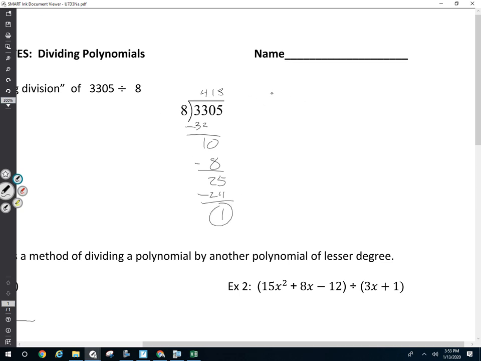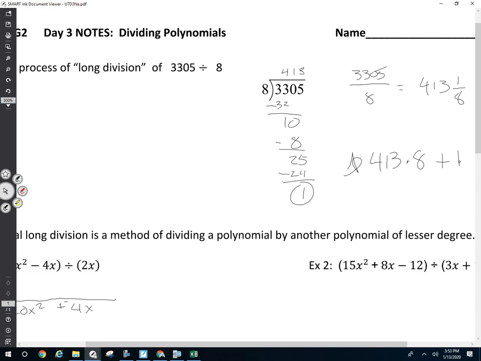I have 3,305 divided by 8 is 413 and 1/8. Or I could say 413 times 8 plus 1 equals 3,305. It's important to understand the remainder can be used in both situations. I'm going to focus on this method here, but we're also going to write it as this. Okay? We're going to do that with polynomials.